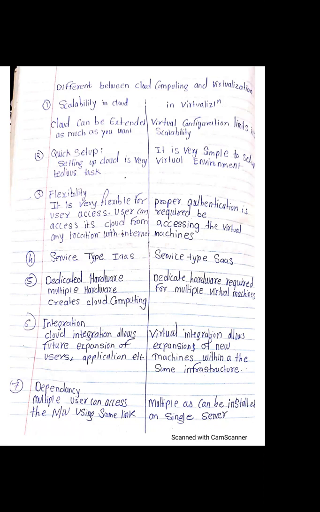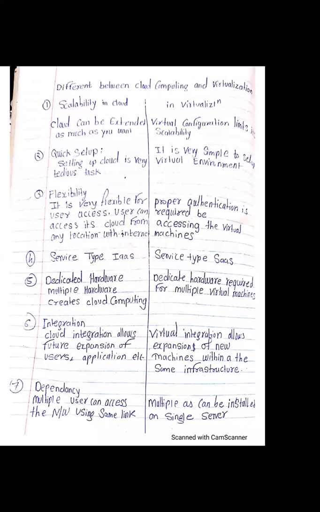And if you talk about service type, cloud computing has the IaaS, infrastructure as a service, type. Whereas a virtual machine is software which creates multiple images separately, so it is used as software as a service, SaaS.